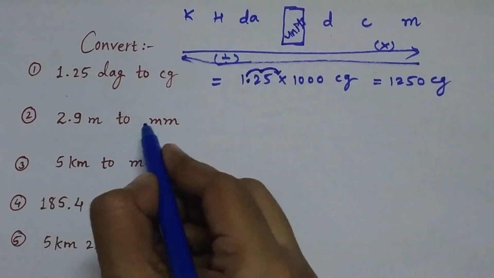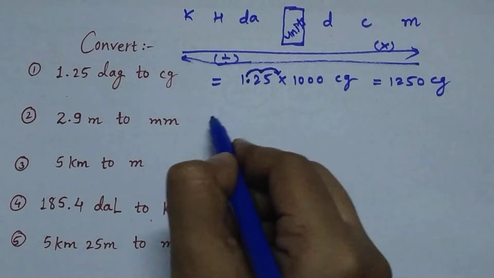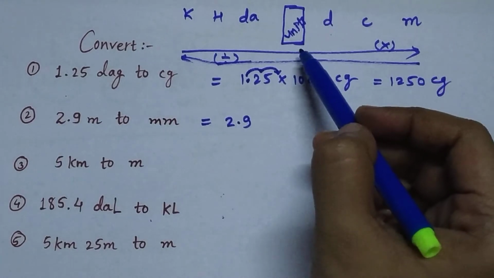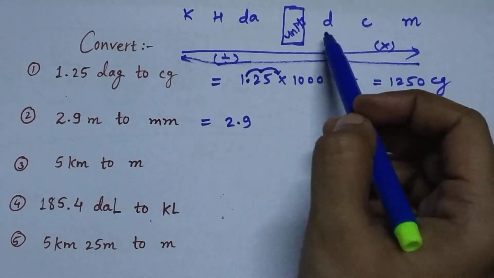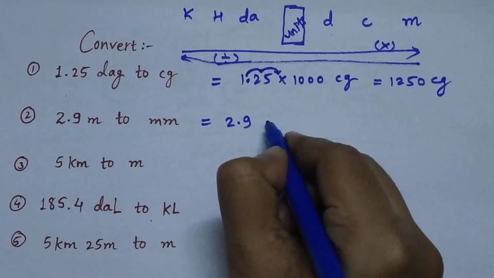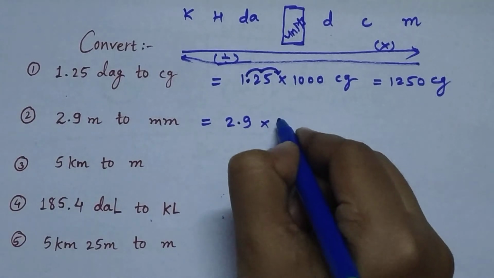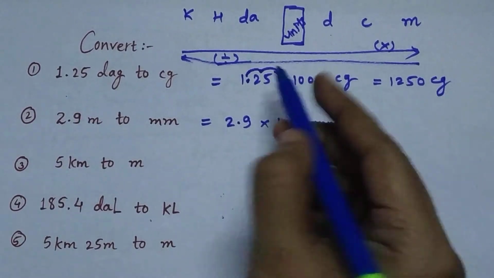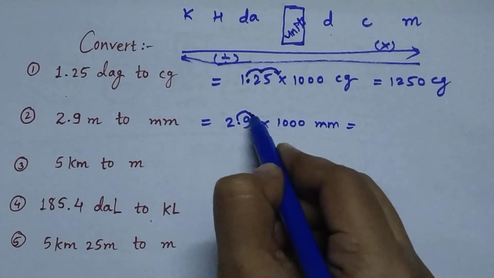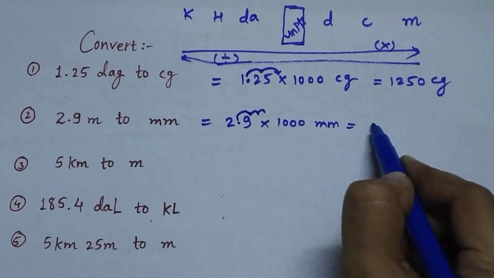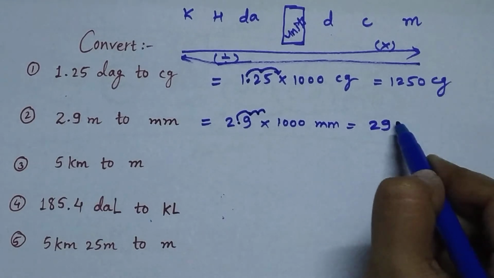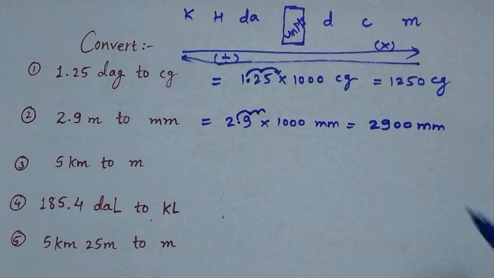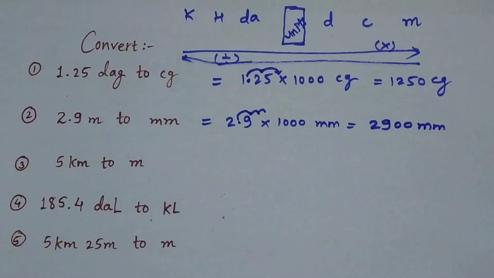Next I am having 2.9 meter to millimeter. So what I will do, 2.9, I am having here the unit meter. I want to go to the millimeter, means again 3 jumps I need to take. For the 3 jumps to the right hand side, I will go for the multiplication. So again you can shift the decimal point here, 1 again, means 2900 millimeter, that is 2900 millimeter.